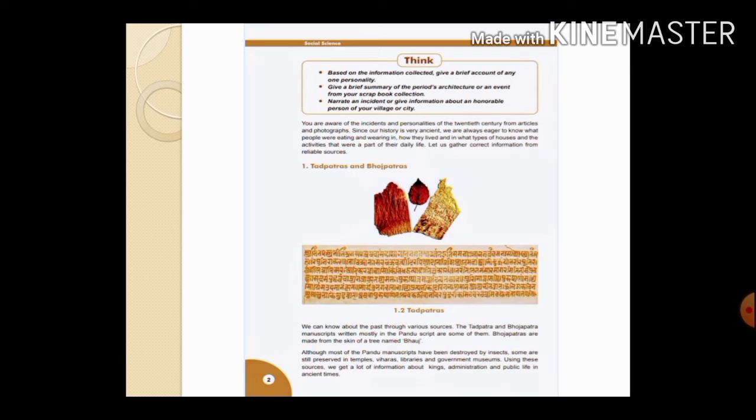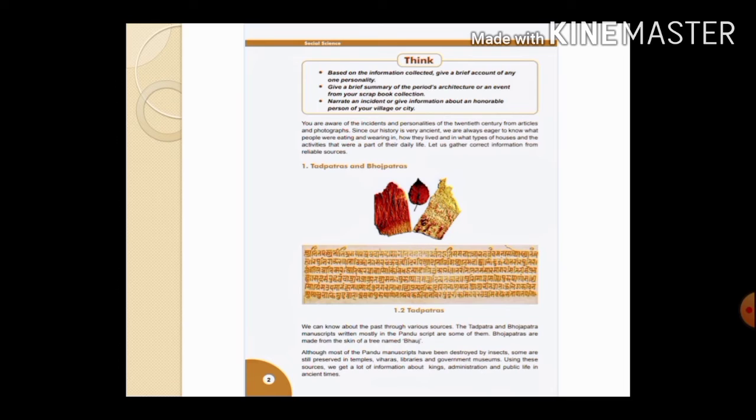Now if we go through both of these, Tatpatras were made out of dried palm leaves, and in the same way Bhojpatras were made out of the skin of a tree named Bauj. Although most of the Pandu manuscripts have been destroyed by insects, some are still preserved in temples, viharas, libraries, and government museums. Using these sources, we get a lot of information about the king, administration, and public life in the ancient times.